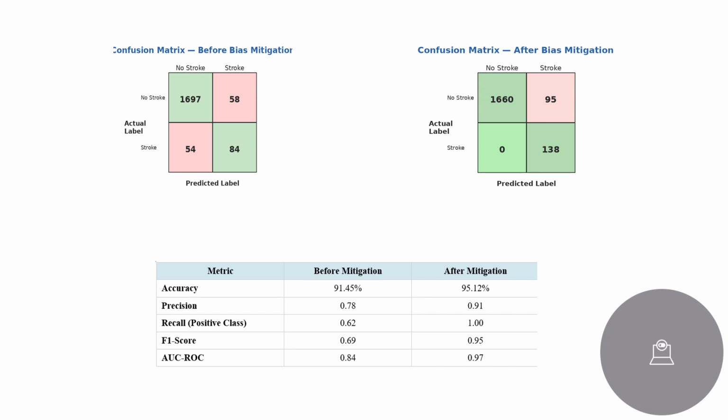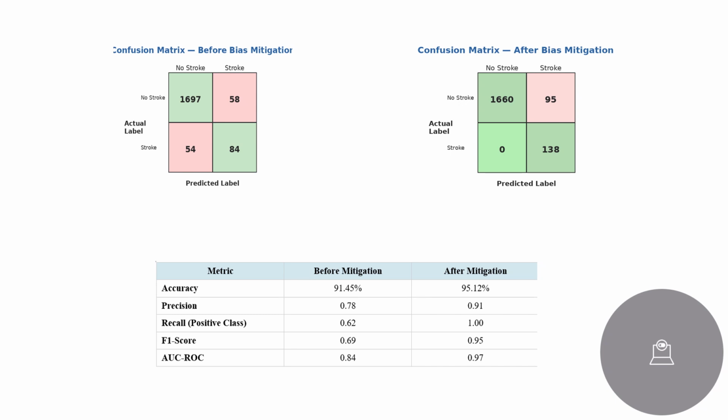These are the confusion matrices before and after bias mitigation. In the first confusion matrix, the model correctly predicted most non-stroke patients, but it missed all 54 actual stroke cases. These false negatives are a serious issue in medical applications. After mitigation, the model correctly identified all 138 stroke patients, and the false negatives reduced to 0.